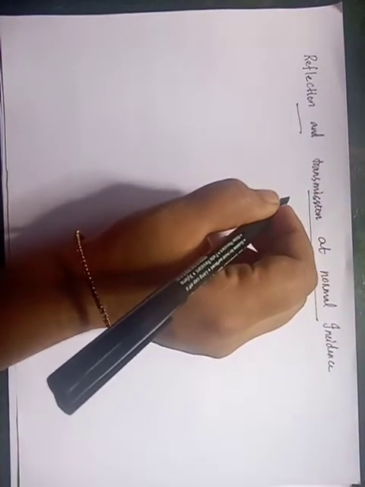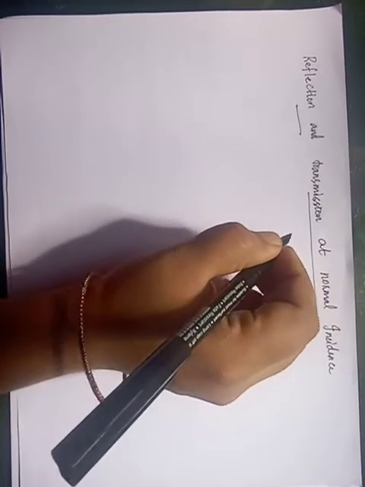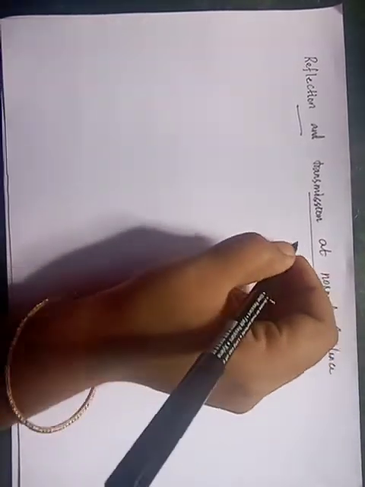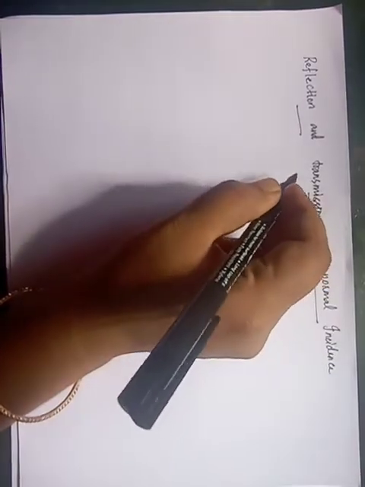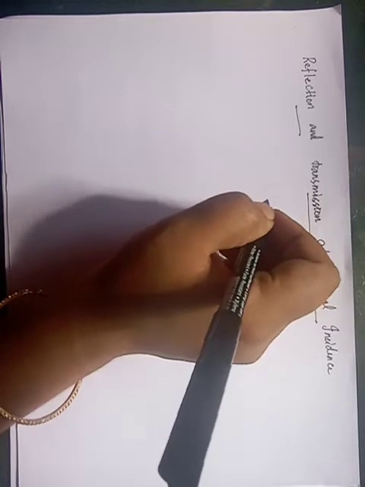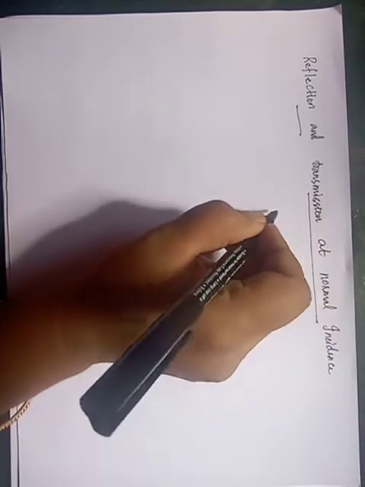Reflection and transmission at normal incidence. Suppose the xy plane forms the boundary between two linear media. Now we are going to consider two media, medium 1 and medium 2. The xy plane forms the boundary between the two linear media, medium 1 and medium 2.